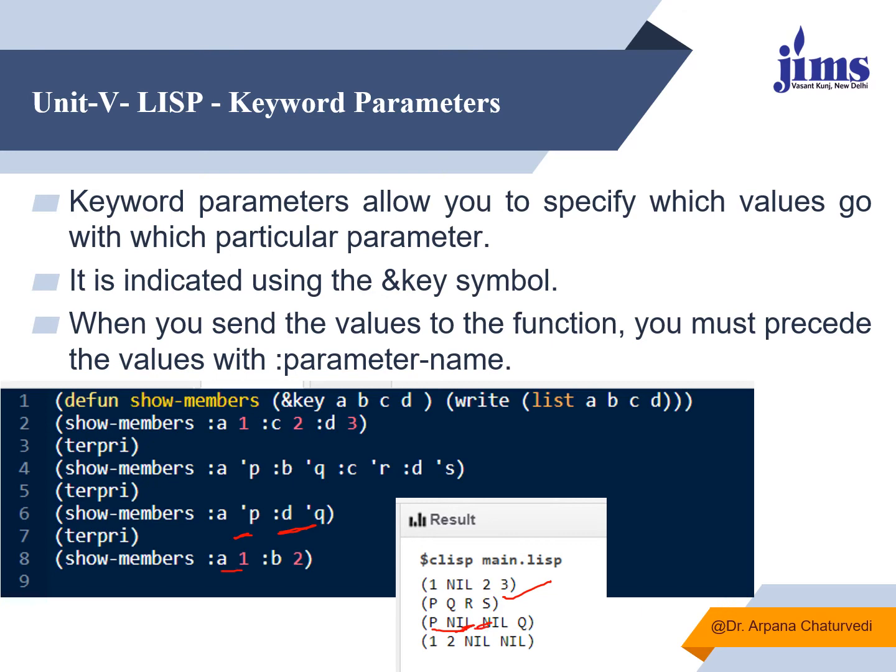Similarly, to A, I have allocated 1 as a value. To B variable, I have allocated 2 as a value. Not allocated to C and D. So in place of C and D, nil is coming. So these 3 are the parameters which can be used while passing other normal parameters while defining and calling a function.